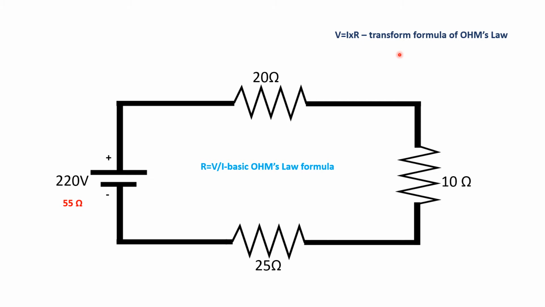But right now, what we are trying to do is figure out the current in this entire circuit. So we are looking for the current of this entire circuit. In order to figure that out, we're going to use the total circuit voltage and the total circuit resistance. So we're going to take this formula, V equals I times R, and transform it to I equals V over R.